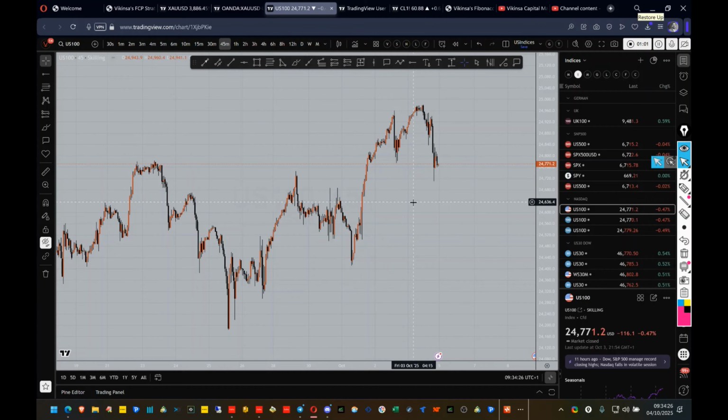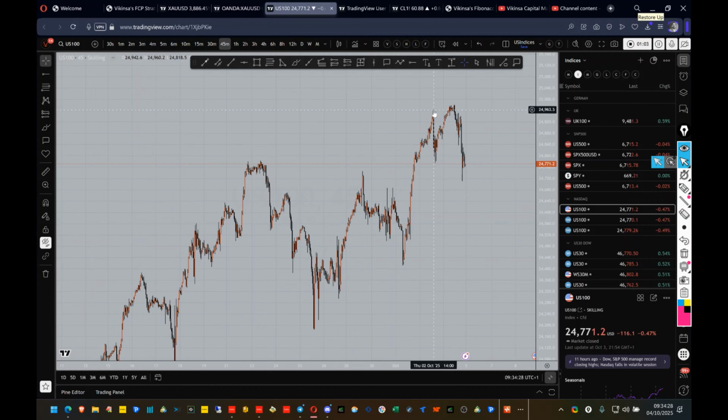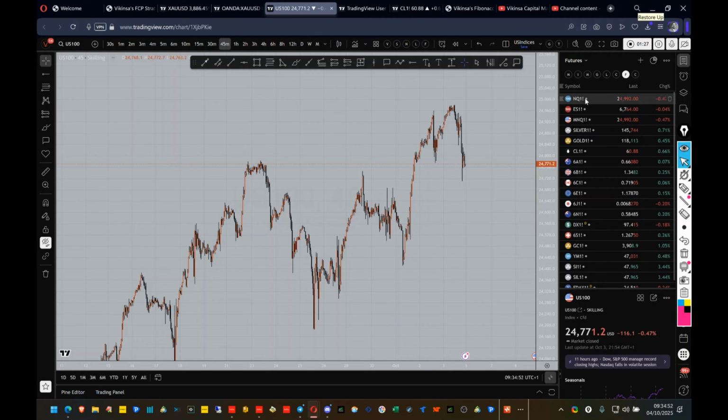Okay, so what we have is that Nasdaq has been approaching all-time highs, as we can clearly see. And you need to understand a couple of things before we proceed into trading Nasdaq or anything like this. There are two kinds of charts that you should be looking at. The first one is your usual CFD chart, which is US100 here. And the other one is what we call the futures chart, which is the NQ chart.